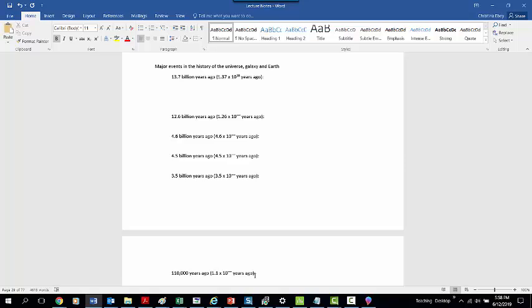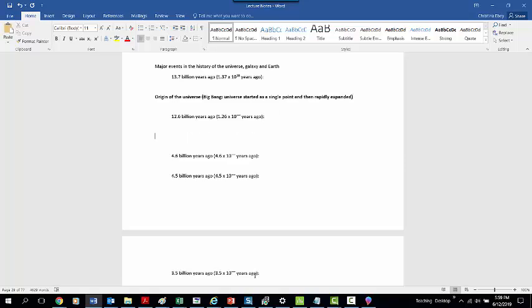13.7 billion years ago, this is the origin of the universe. And this is done by the Big Bang. Universe started as a single point and then rapidly expanded.